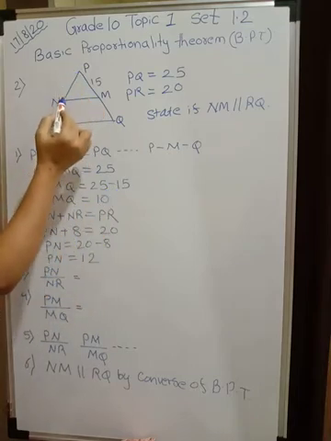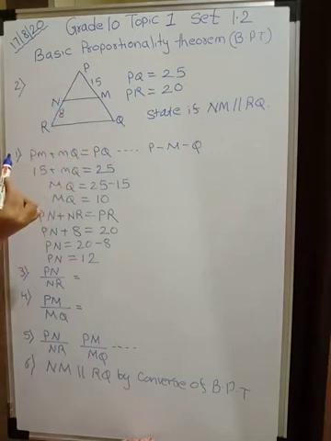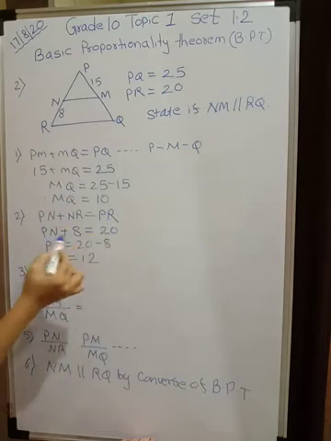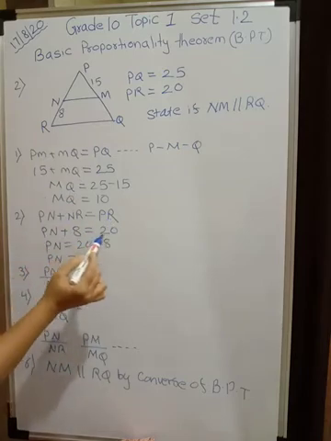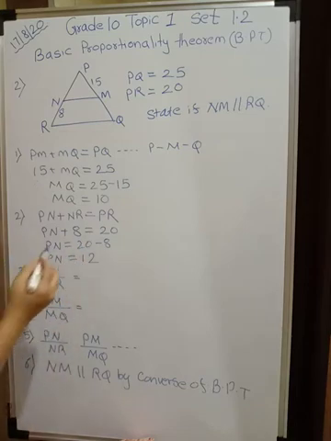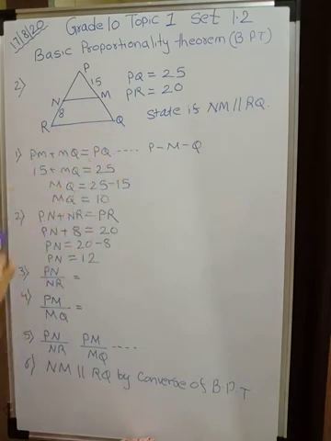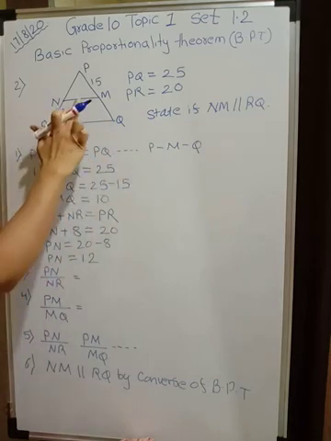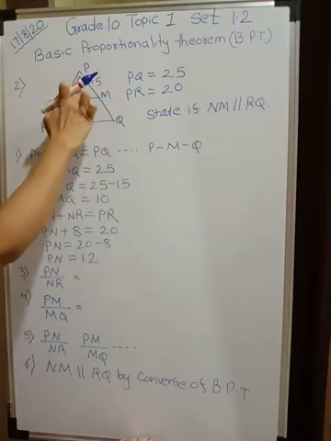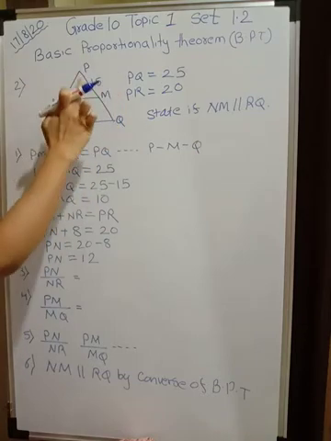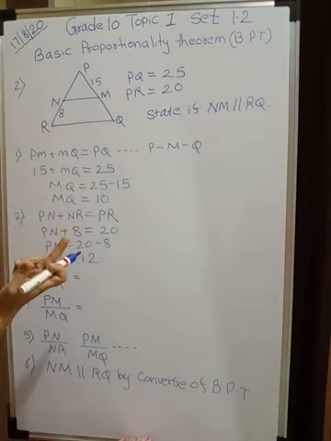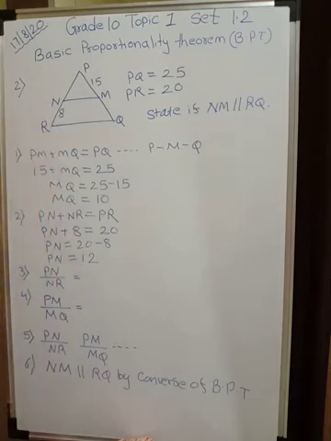Similarly, P, N and R, these 3 points are collinear, and therefore PN plus NR will give you PR. That is what I have written here. Substituting the values, PN plus 8 is 20, and therefore PN is 20 minus 8, which comes out to be 12. Now see, we are going to state if NM is parallel to RQ. This is a triangle. When will this side be parallel to this side? Only if these two ratios are equal. If PN upon NR is equal to PM upon MQ, if the ratios are coming equal, then by the converse of the basic proportionality theorem, we can say NM is parallel to RQ.